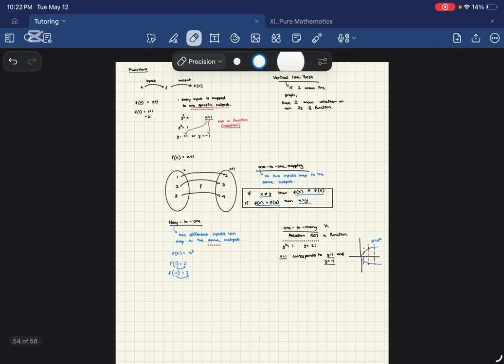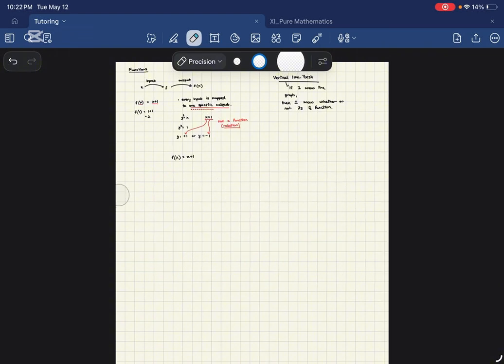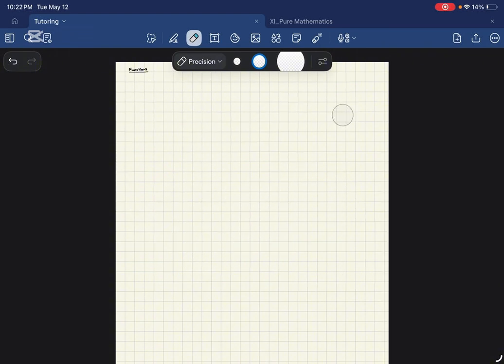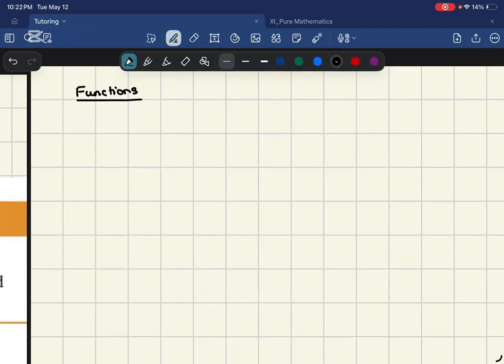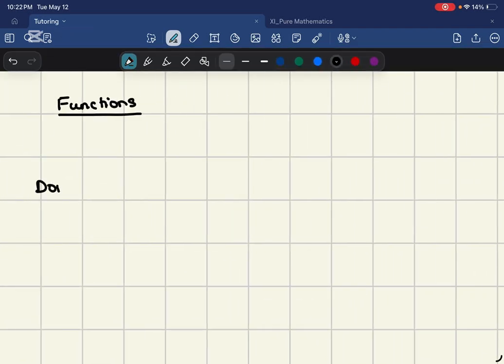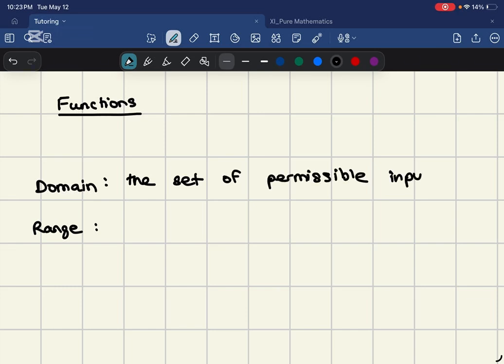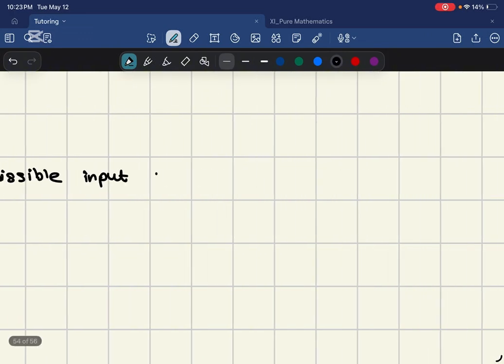All right. So now that we have discussed the important part, let's discuss two words that we're going to be using a lot in this chapter. And the two words are called domain and range. So domain is the set of permissible input values for a function.